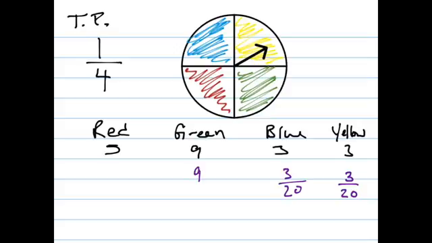9 out of 20. Is that 1 out of 4? No. What about red? Yes, 5 out of 20, which reduces to 1/4. So red is the only one that matches the theoretical probability. So which one's higher than the theoretical probability? Green. And the other two are lower because they're smaller than 1 out of 4. So this is taking the experimental probability and comparing it to the theoretical.